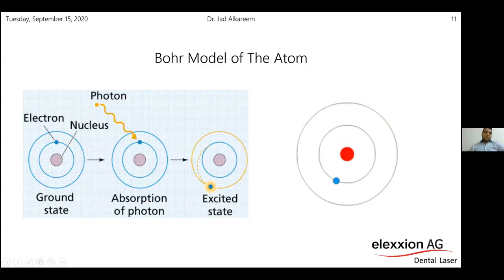This information is very important because laser depends almost 100% on physics. To understand what laser is, you have to understand the physics of the laser. This is the most important point because it will let you know in the future how to understand the tissue reaction with the laser.